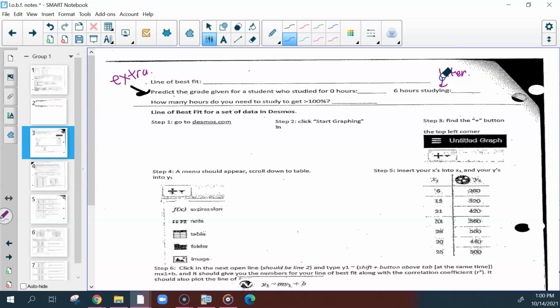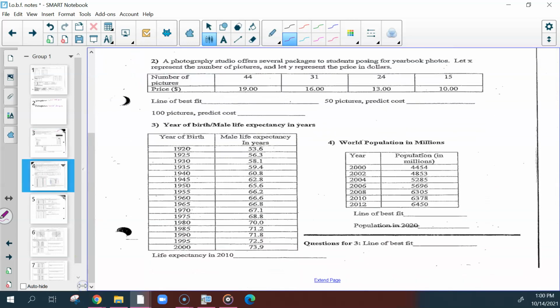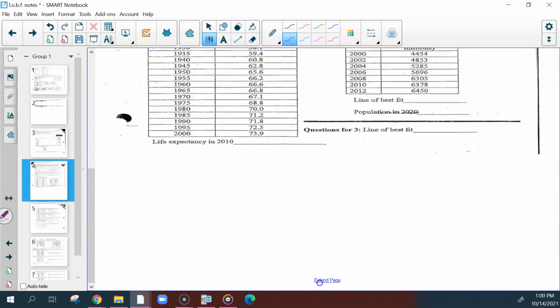You can also think about inter is inside, within, extra is outside. Is this one with the years? How to find life expectancy in 2010? Would that be inside or outside of the data? It would be outside of the data.